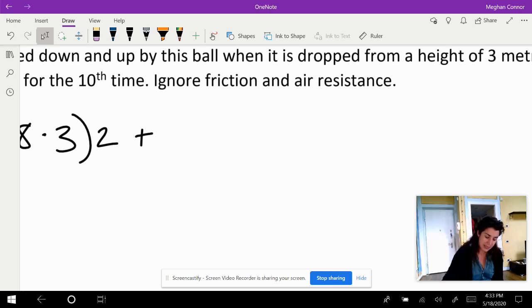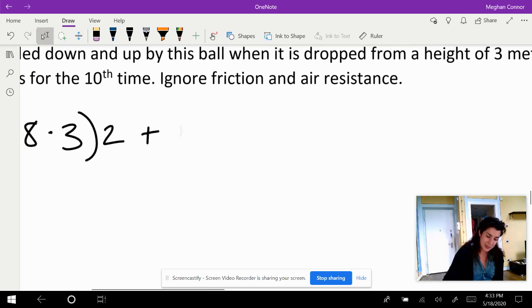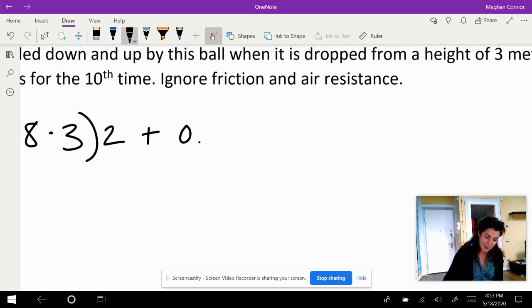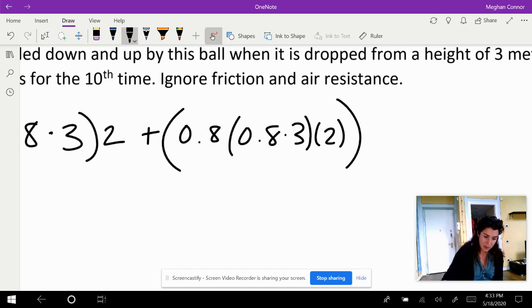So that's going to be 0.8 times 0.8 times 3 times 2. Oh, wait, not times 2. Well, yes, times 2, but in a different thought process. And then that guy's times 2.